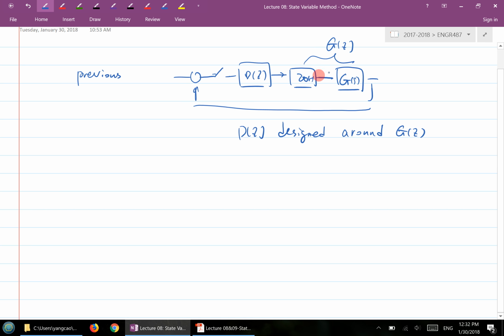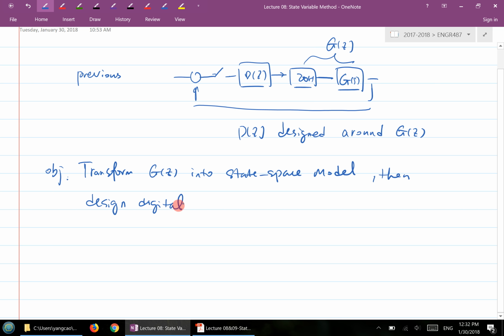Instead of focusing on this G of Z, we're going to transform this G of Z into the so-called state space model, and then design a digital controller around this state space model.